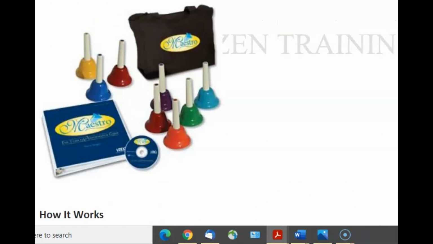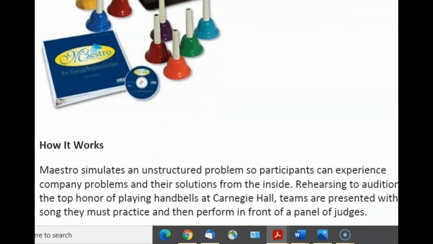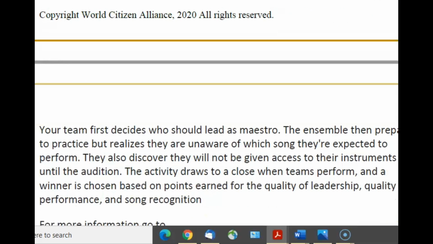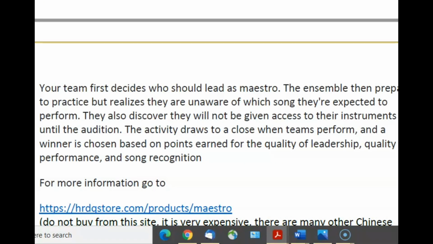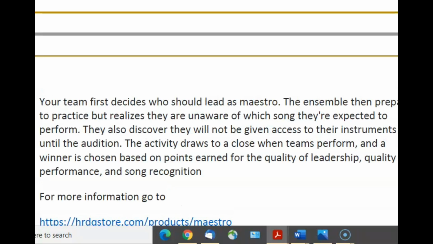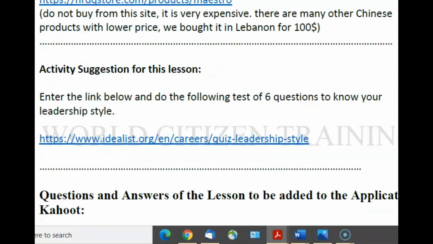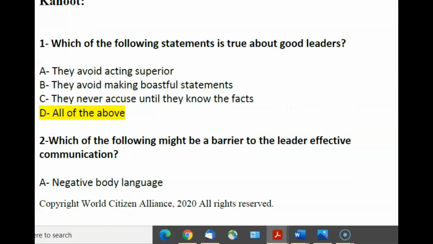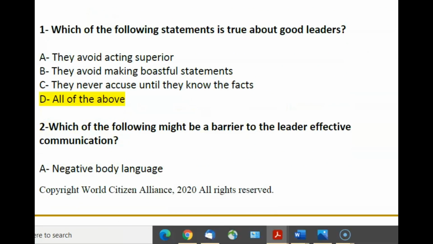There's a couple of games here and some instructions here for what's called Maestro game. It's a little bit about leadership. The leader in this case is called Maestro. So it's about how do you get the group to practice and perform when they have limited resources or they don't have all of the information. So we're looking for somebody to exemplify leadership, and it's quite interesting how this activity works, so please research it and you might find it works for you.